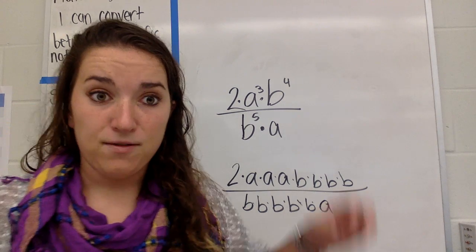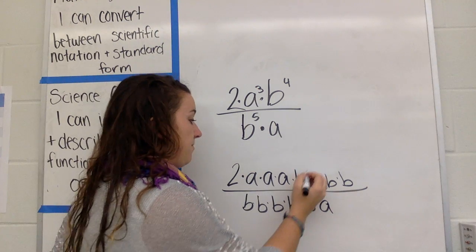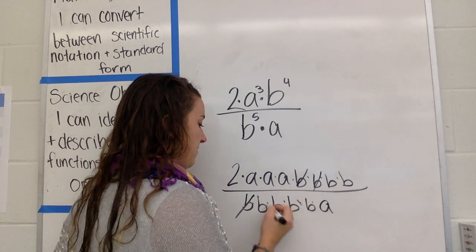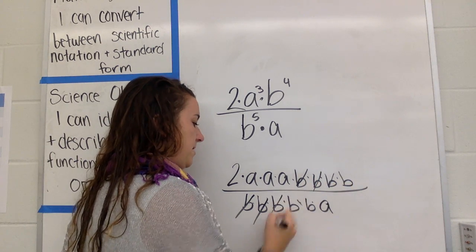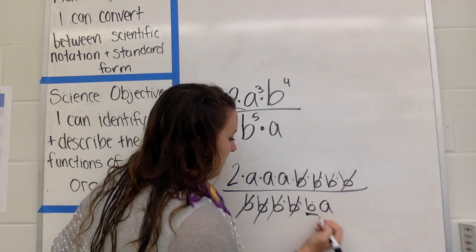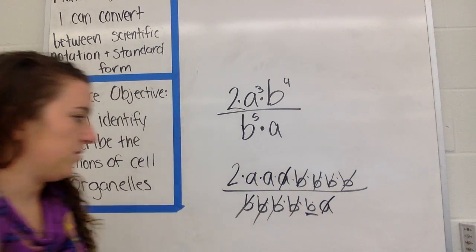So I know that if I have a number or a variable over that same variable, it'll equal 1. So B over B equals 1. So I can cross them out. B over B equals 1. B over B equals 1. B over B equals 1. I'm left with 1B down here. A over A equals 1.